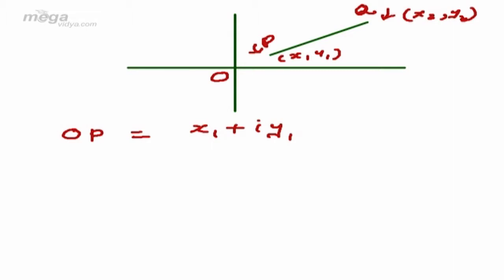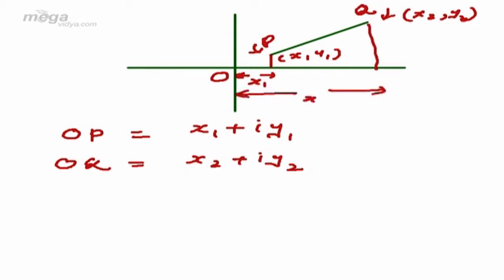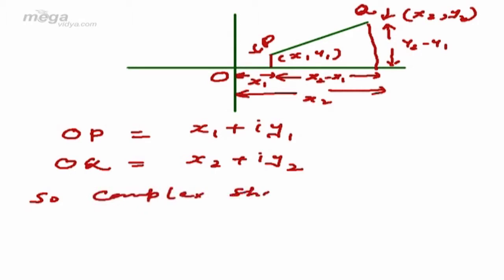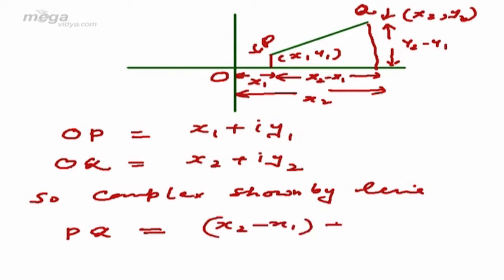The complex number shown by the line OQ will be x2 plus i y2. So this distance is x1 and this distance is x2, so the distance will be x2 minus x1. Similarly, this distance will become y2 minus y1. So the complex number shown by line PQ will be x2 minus x1 plus i times y2 minus y1.